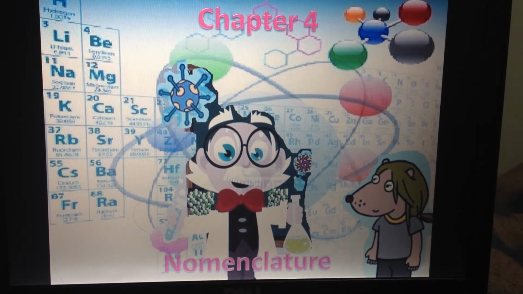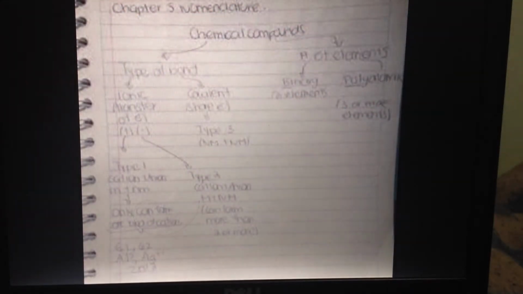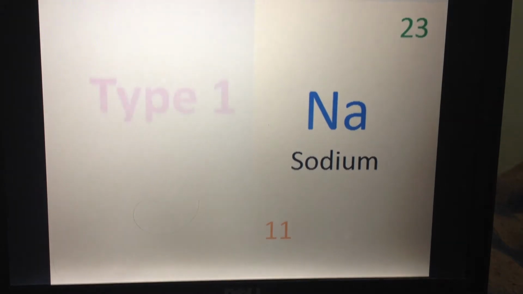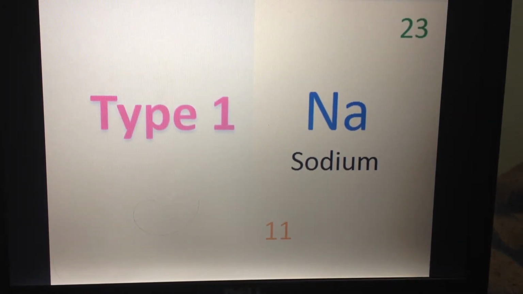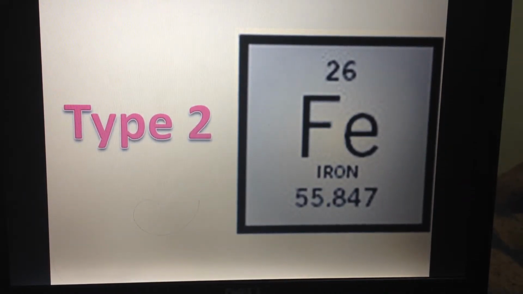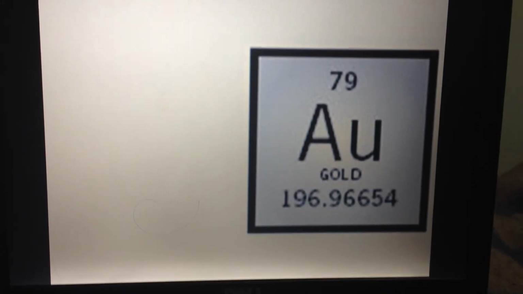Chapter 4. Nomenclature. Here we have a conceptual map of the types of compounds. Type 1. There is one main, basic, and simple rule to know this. The cation is named first and the anion is named second. Type 2. Join with a non-metal. The cation is always named first and the anion second.